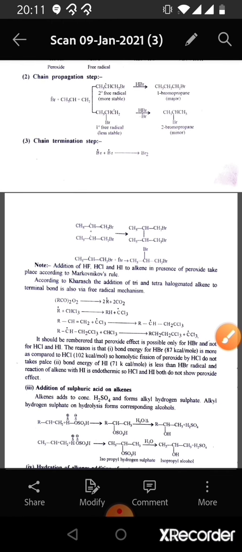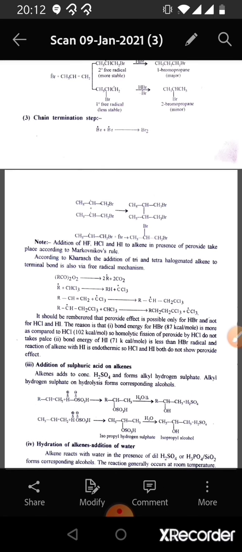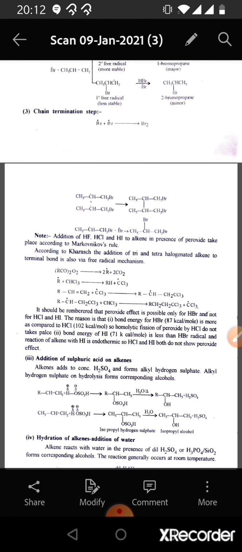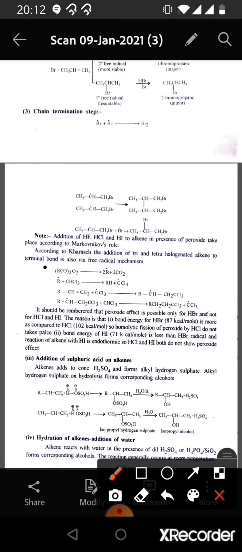If we consider addition of HF, HCl and HI to alkene in the presence of peroxide, it takes place according to Markovnikov's rule. According to Kharash, the addition of tri and tetrahalogenated alkane to terminal bond is also via free radical mechanism. So here we see the peroxide acid on homolysis forms 2 alkyl free radicals and 2 molecules of CO2. This alkyl free radical then reacts with 1 molecule of chloroform and forms alkane and CCl3 free radical.